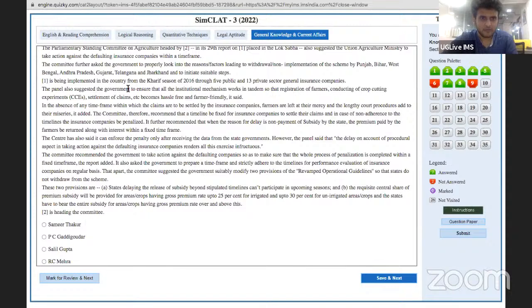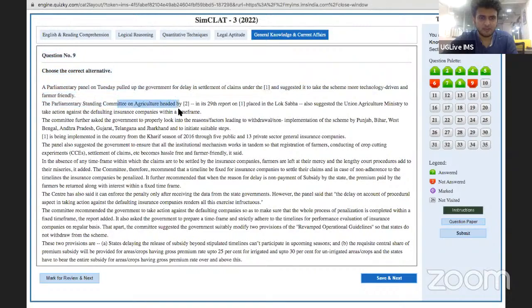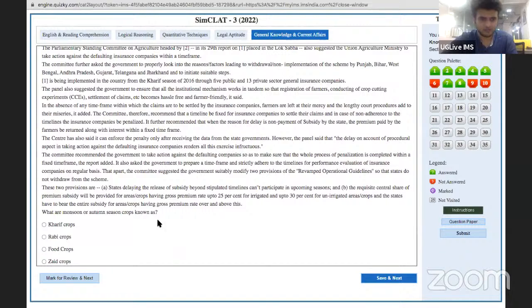Dash is heading the committee. Okay. So this is the Parliamentary Standing Committee of Agriculture, and I have absolutely no clue who's heading this. So I'll just skip it. What are the monsoon or autumn season crops known as? So these are Kharif, of course.